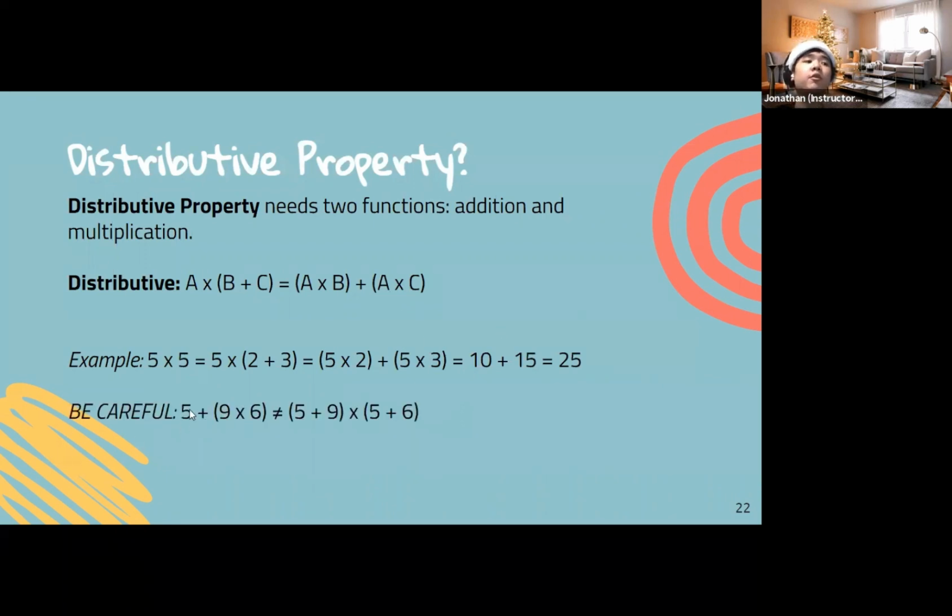But you have to be careful. When you do addition outside, it does not work. 5 plus (9 times 6) does not equal (5 plus 9) times (5 plus 6). It only works if it's multiplication outside and addition inside. You could try for yourself. This side is going to be equal to 59, and this side is going to be equal to 14 times 11, which is not 49. All right, so yeah, it's 154. 59 is not equal to 154, so that's not true. All right, so that's basically to show you.